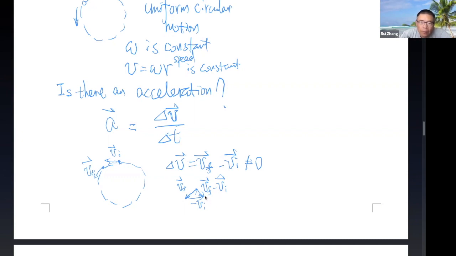Now which direction does the acceleration go? As you can see here, it more or less goes towards the center. Remember this is your circle. If you draw VI here, negative VI is here, so this one goes toward the center. Actually, we can prove it goes exactly toward the center. If you consider two velocities right next to each other, the velocity change points exactly to the center. So delta V is toward the center, and therefore A is toward the center.